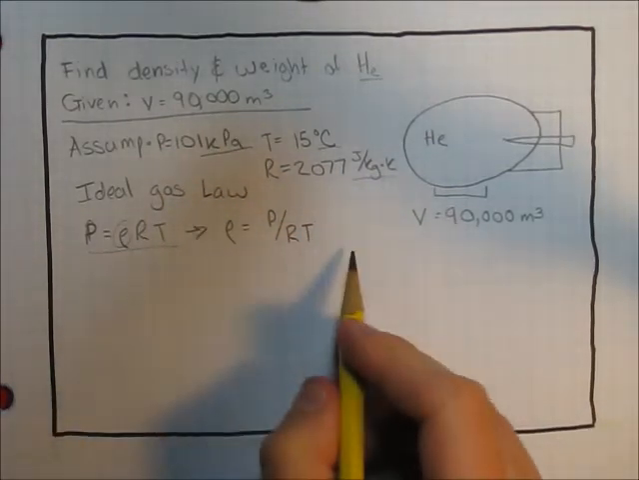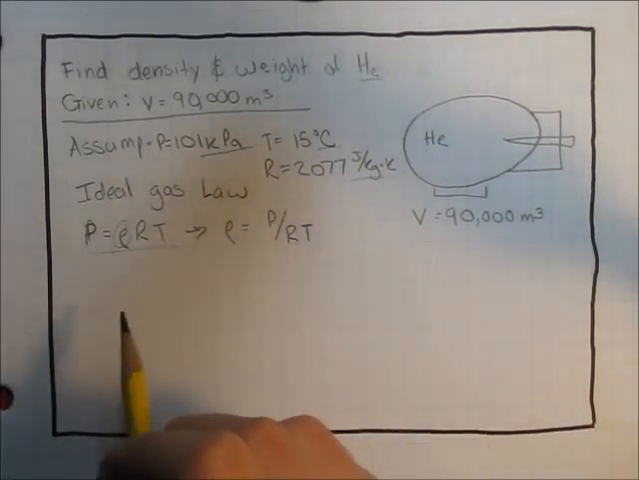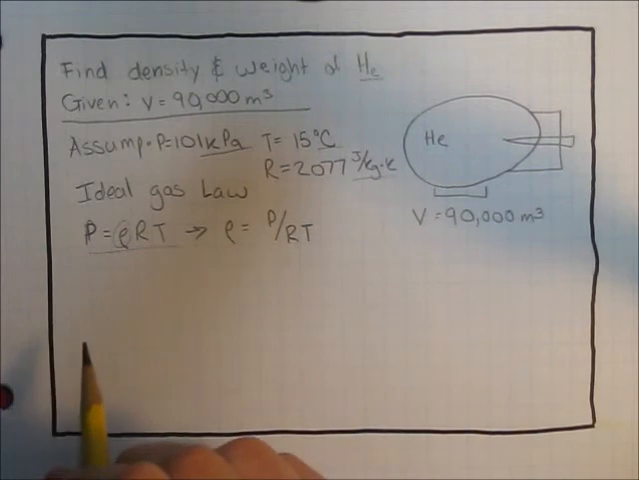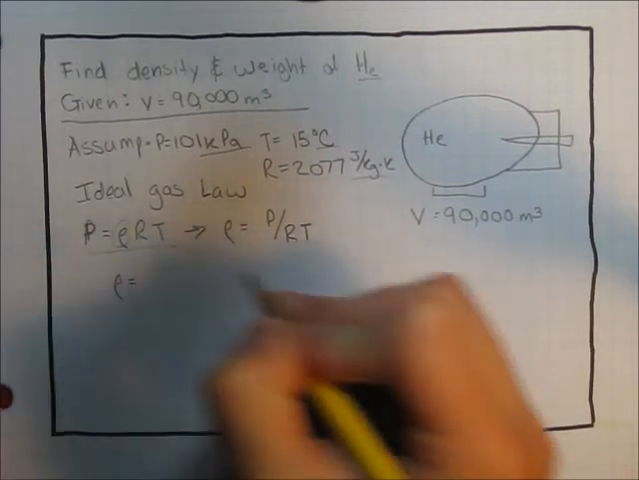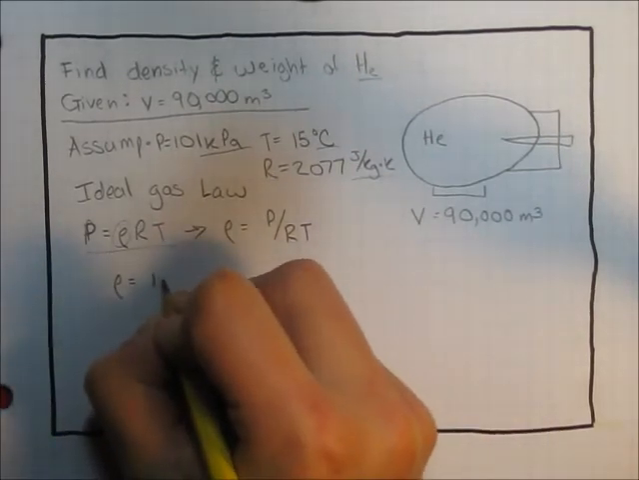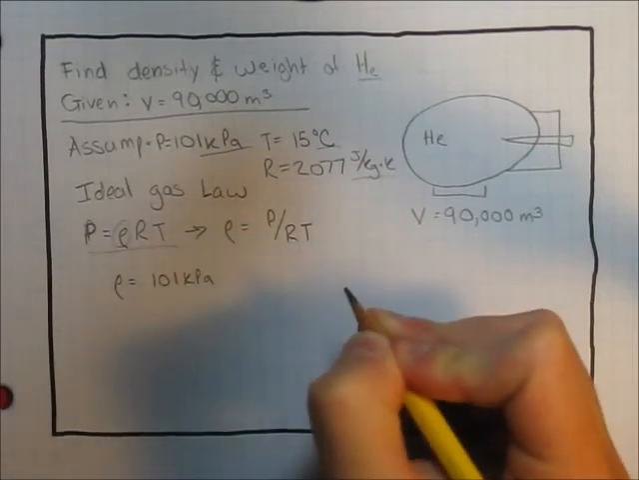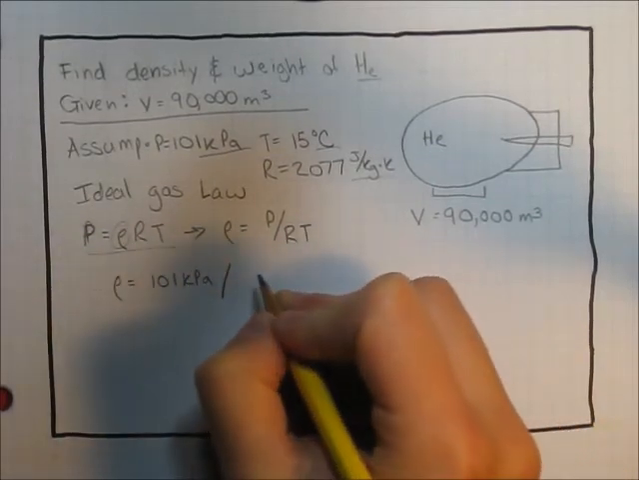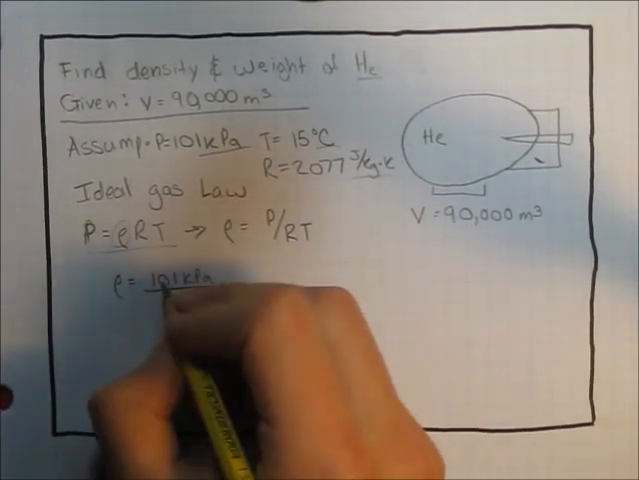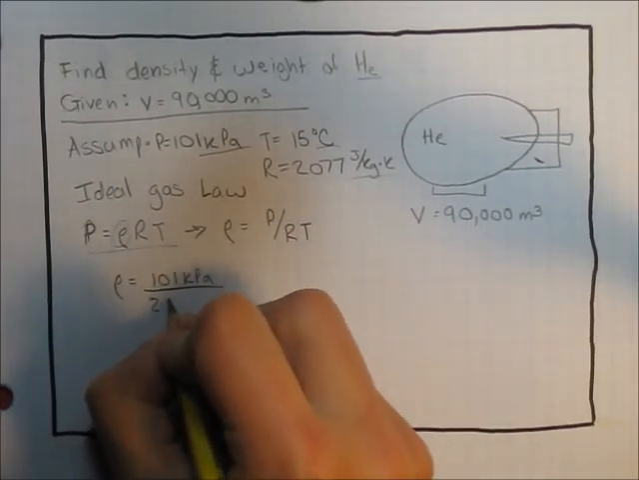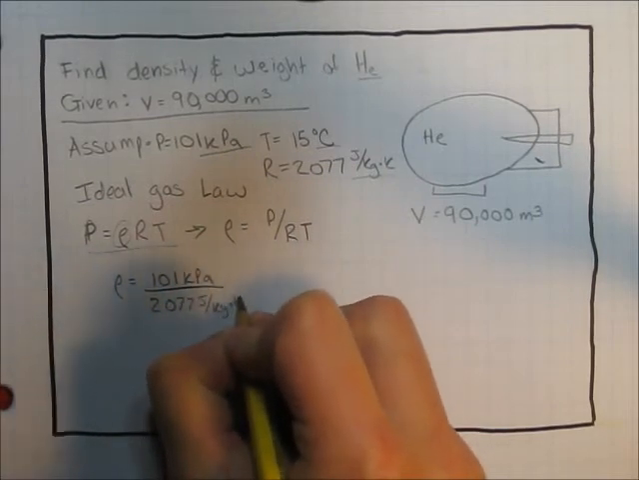Once we have it simplified, then you can go ahead and start substituting our given numbers and our assumed numbers into the equation. So alright, we're going to say density is equal to pressure, which was 101 kilopascals, divided by, let's keep it like this so it's easy for us to read, 2077 joules per kilogram times K.